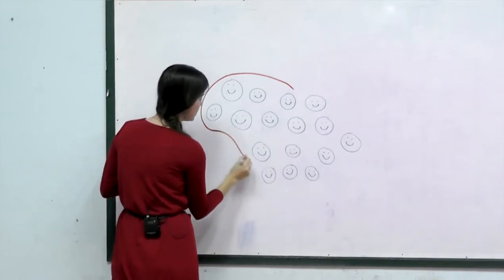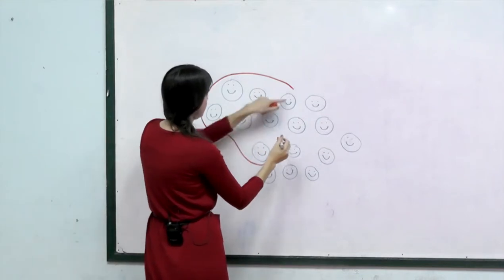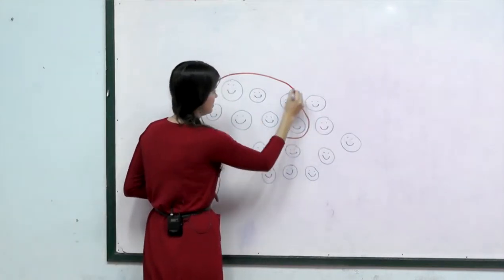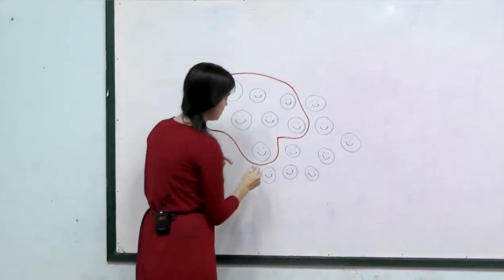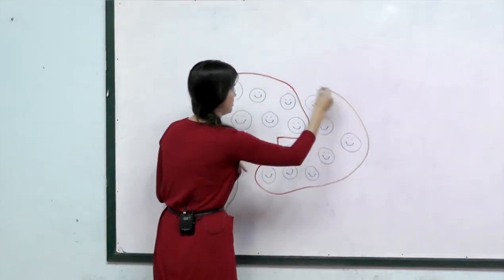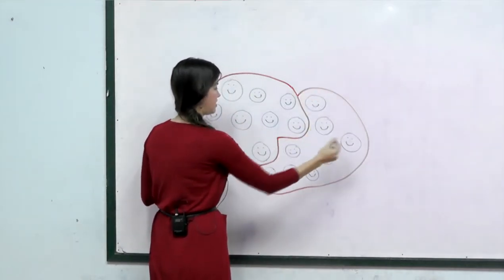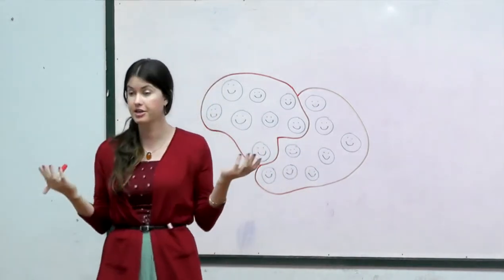So I'm going to catch all of those guys. One, two, three, four, five, six, seven, eight. And I've got one group of 8. Catch these guys. One, two, three, four, five, six, seven, eight. Okay. How many groups do I have?